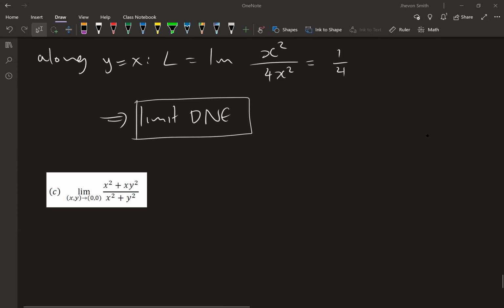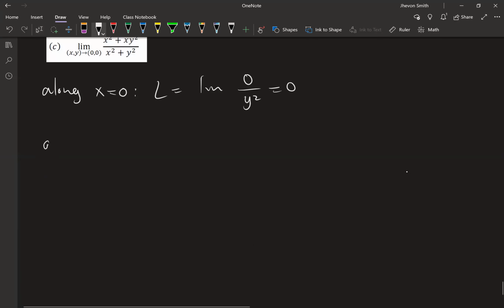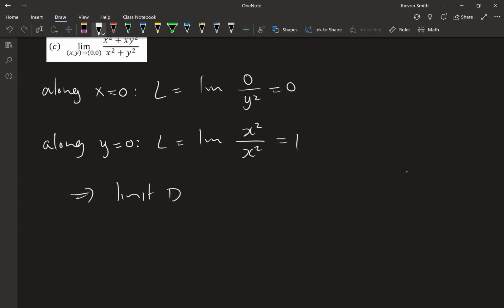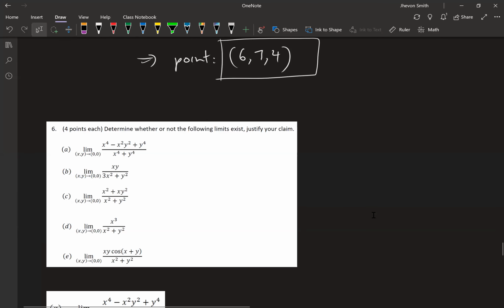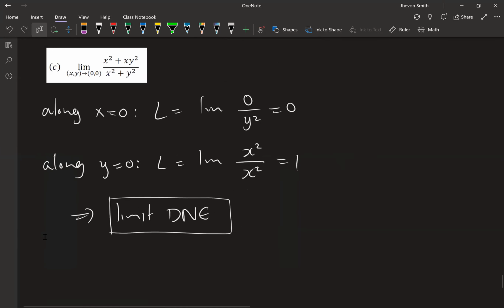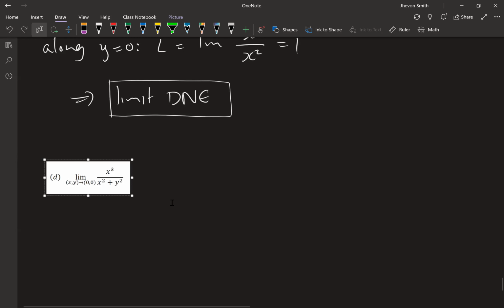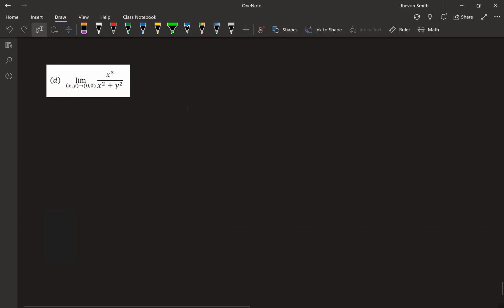Maybe let's actually try. When you're not sure, of course, you just try to show it does not exist. So along x equals 0, your limit will be the limit of 0 over y squared, so you get 0. Okay, so you also did along y equals 0, the other obvious path. If you go along y equals 0, you get the limit of x squared over x squared, which is 1. So yeah, the limit does not exist. Those two paths give you different things. This one, exist or not exist?